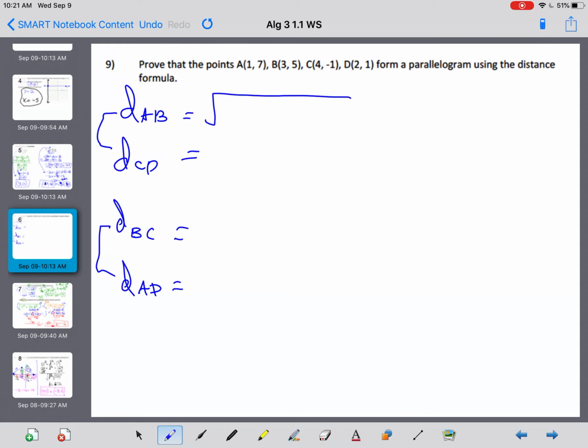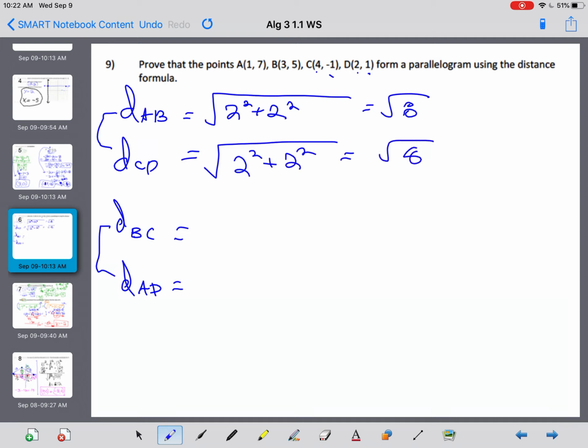So A to B, I get 2 for the change in x and 2 for the change in y, or the distance between the y's. That's going to give me the square root of 8. From C to D, I get 2 for the distance between x's. I get 2 for the distance between y's. And so these are okay.